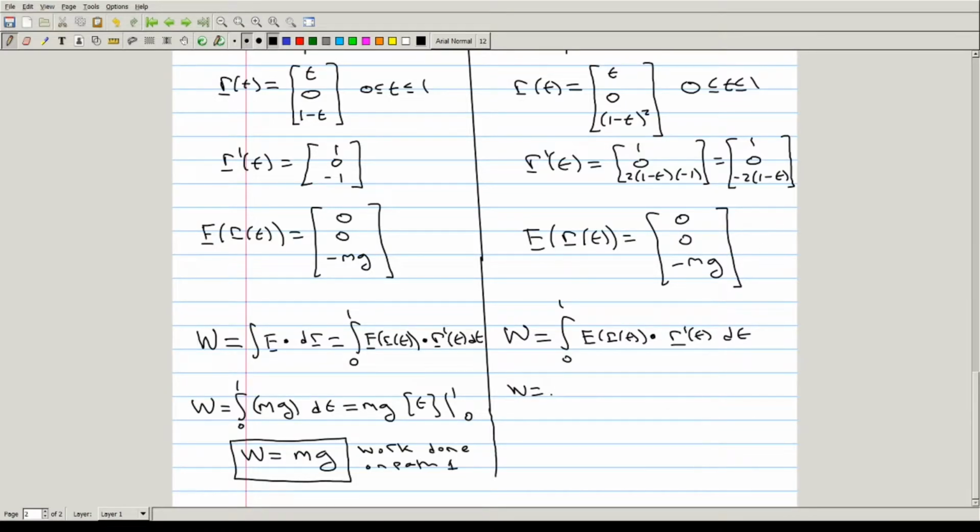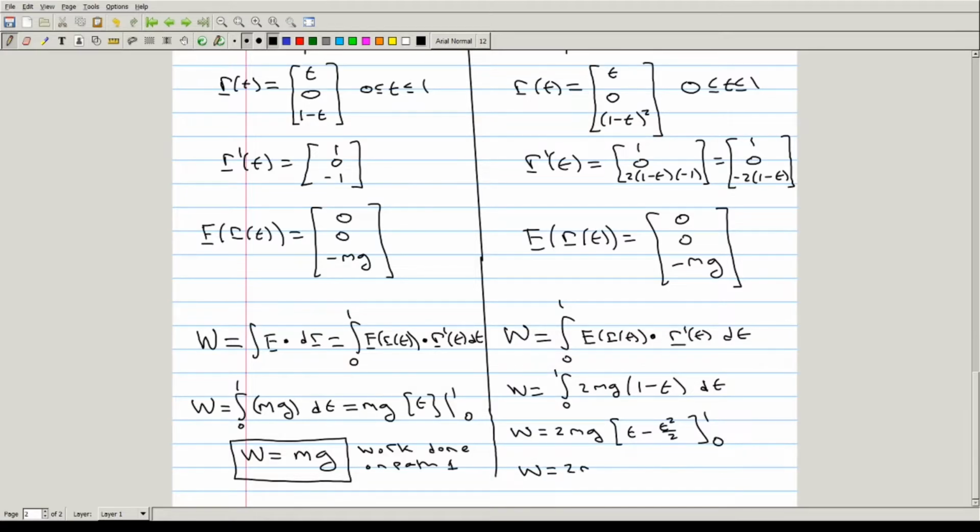And when we go through and do that, this becomes a little bit more complicated. It's going to be the integral from 0 to 1, 1 times 0 plus 0 times 0 is negative 2 mg times 1 minus t. This will be 2 mg times 1 minus t dt. So this is 2 mg. The integral of 1 minus t is going to be t minus t squared over 2, from 1 to 0.